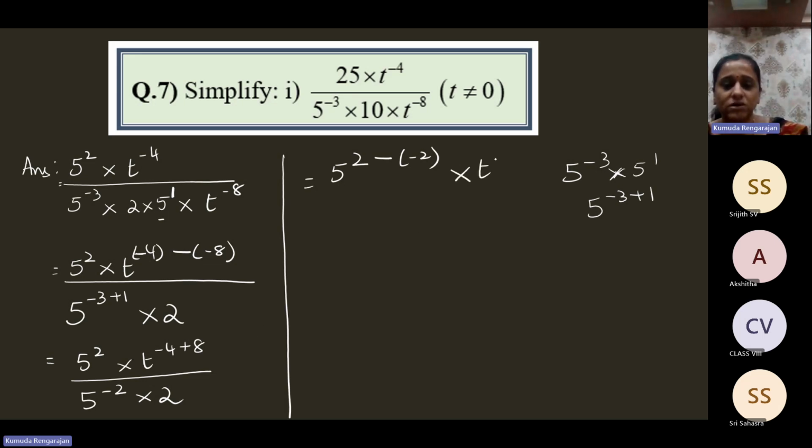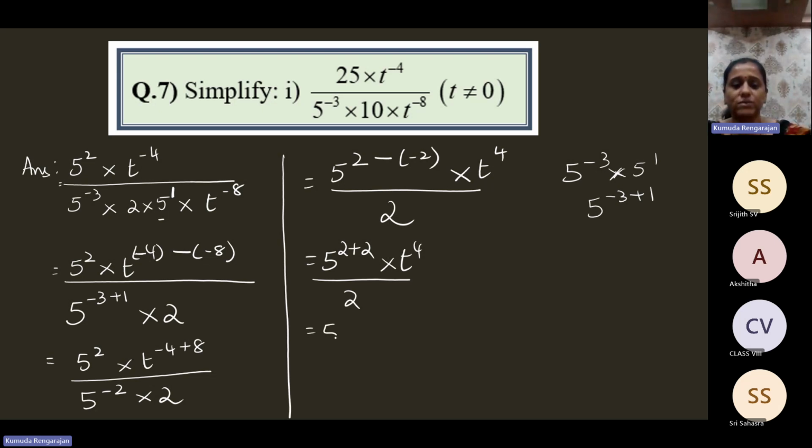Into t to the power minus 4 plus 8 is 4 by 2, which is 5 to the power minus into minus plus. So 2 plus 2, 4. 2 plus 2 into t to the power 4 by 2, which is 5 to the power 4 into t to the power 4 by 2.